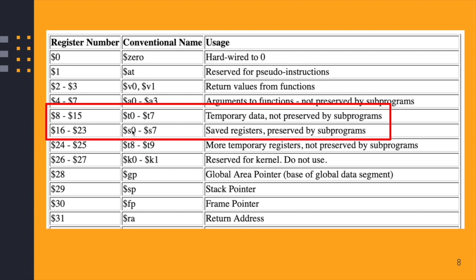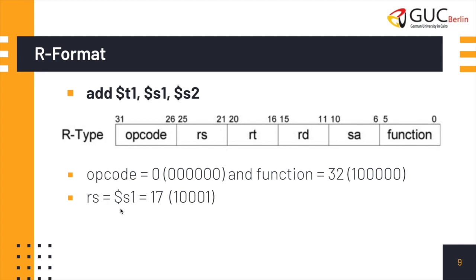So if you want to get register S1, S1 will be what? 17. Why 17? Because S0 is 16, so S1 will be 17, because it's in order. Okay? So we'll find out that RS is equal to register S1, which is 17. 17 in binary is 10001, which fits in 5 bits.